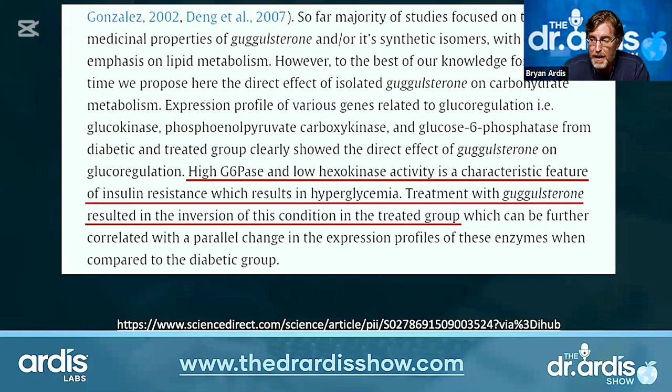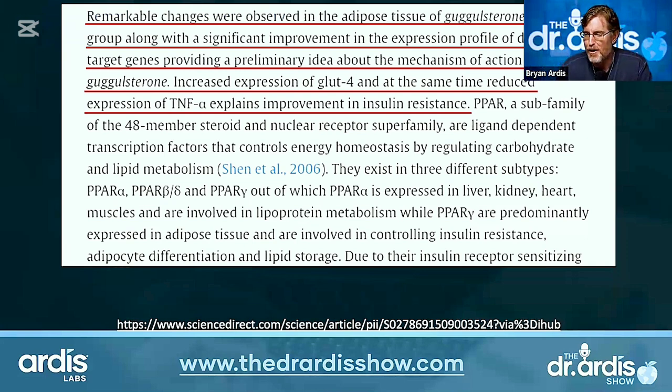High G6 pace and low hexokinase activity, please don't try to memorize that, is a characteristic feature of insulin resistance, type 2 diabetes, which results in high blood sugar. Treatment with Guggulsterones resulted in the inversion of this condition in the treated group. It lowered each of these. What is G6 pace? I just wanted y'all to know it actually has a real name, glucose 6 phosphatase. The actual researchers say this: remarkable changes were observed in the adipose tissue of Guggulsterone treated group, along with a significant improvement in the expression profile of targeted genes.